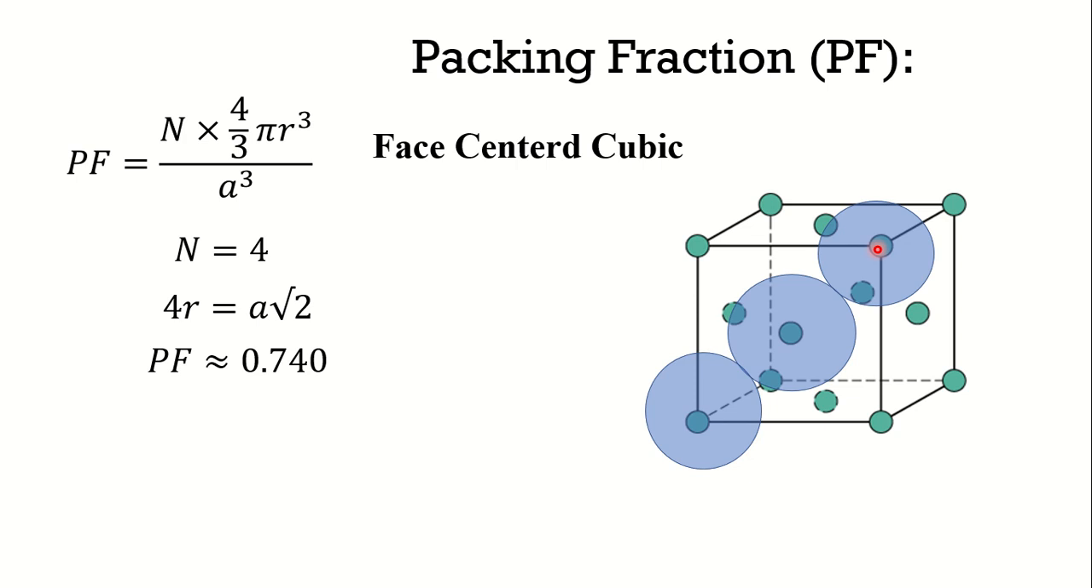This is very important: the packing fraction for the face centered cubic structure is the maximum compared to simple cubic and body centered. So it has the maximum packing fraction. That means the atoms are densely packed in this structure, more densely packed compared to a simple cubic structure or a body centered cubic structure.